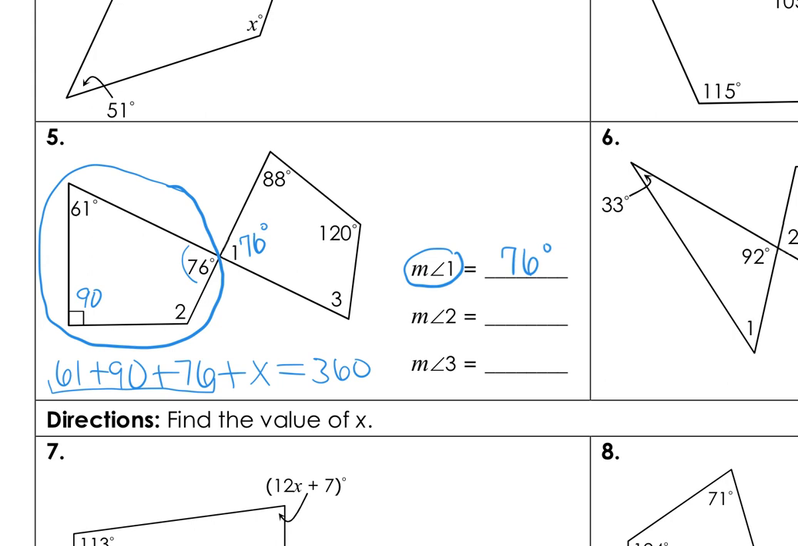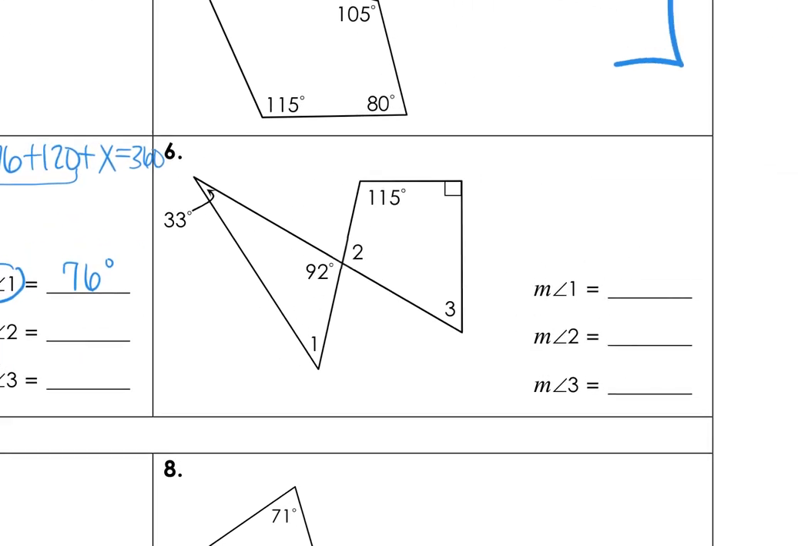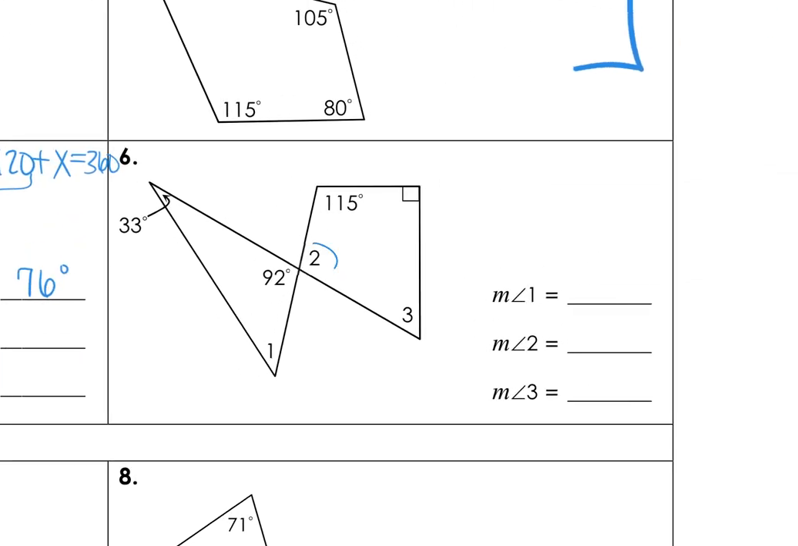And then for angle 3, we'll do the same thing, but we'll be looking at this quadrilateral. We'll do 88 plus 76 plus 120 plus x, that stands for angle 3, equals 360. We'll add those together and subtract it from 360 to get angle 3. You'll do the same thing for number 6. Vertical angles will give you the measure of angle 2, and then by using this quadrilateral, you'll be able to figure out angle 3.